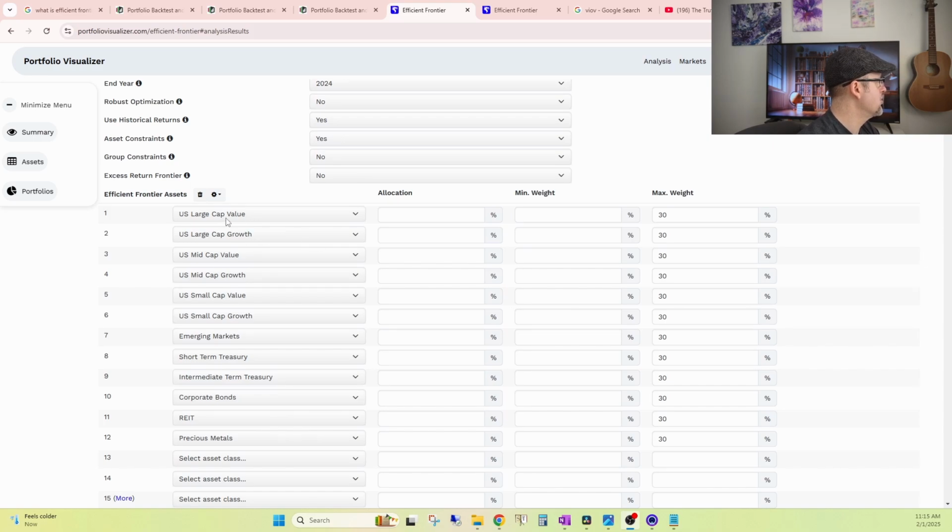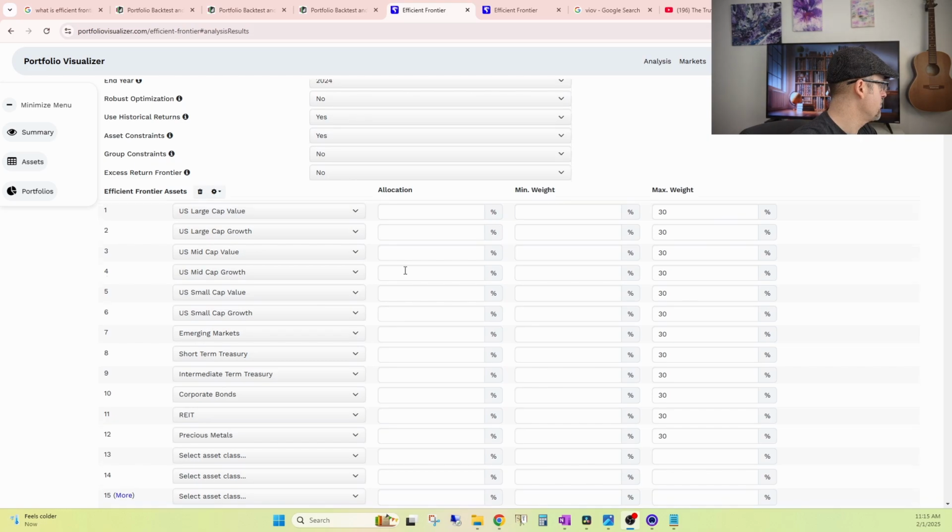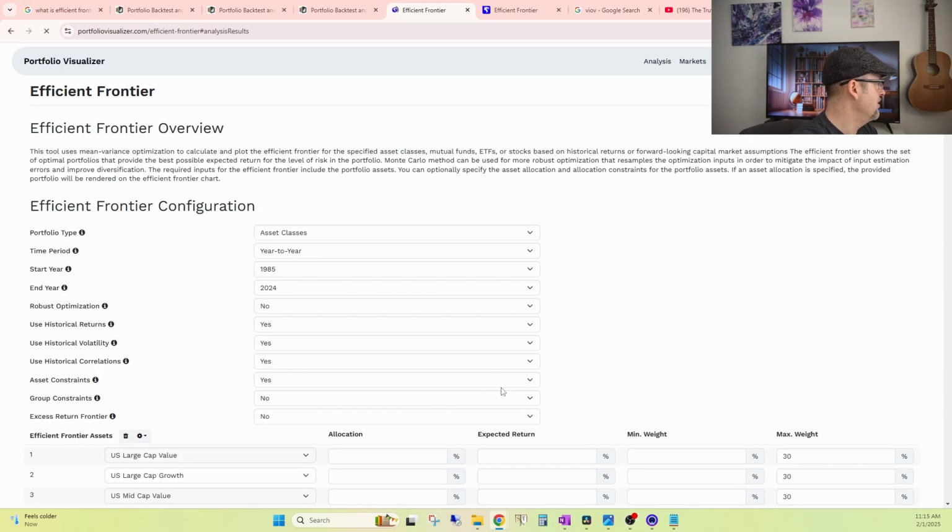So they had a large cap value, growth, mid cap, small cap, emerging markets, short-term treasury, intermediate-term treasury, corporate bonds, REITs, precious metals. Don't put any minimum value weights inside of here. Only put your maximum value weights. So this is telling us that it's figuring out what's best for us, and the max is 30% out of any one of these. Okay, so let's run this test, and this test runs.